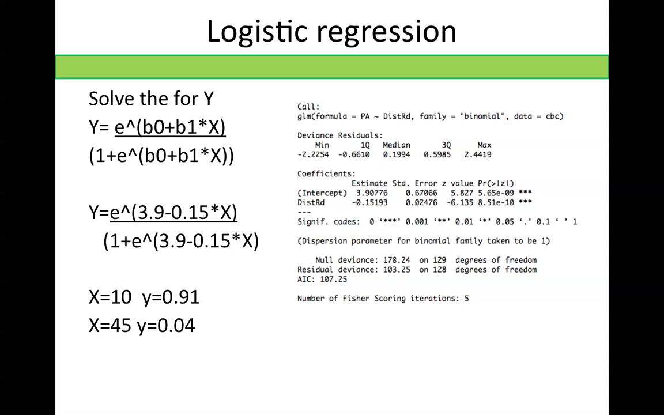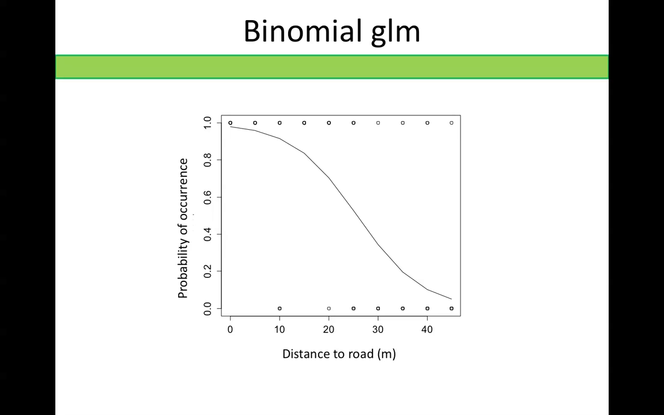So R will plot our predicted values for us automatically, or we give it a few lines of code so that it'll plot the predicted values over the range of x. And we did that here, and here you can see, as we talked about before, at 10 meters we have a probability of 0.91 right about here. That looks correct. And then at 45, 0.04. So you can see where the values come from and how we solved for them.